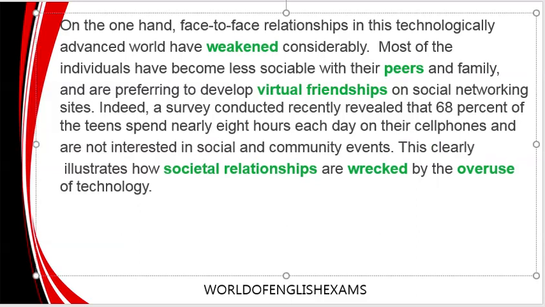So now, having understood how to write a body paragraph, why don't you write one? So let me give you a time of 5 minutes in which I want you to write the body paragraph. So your 5 minutes time starts now.